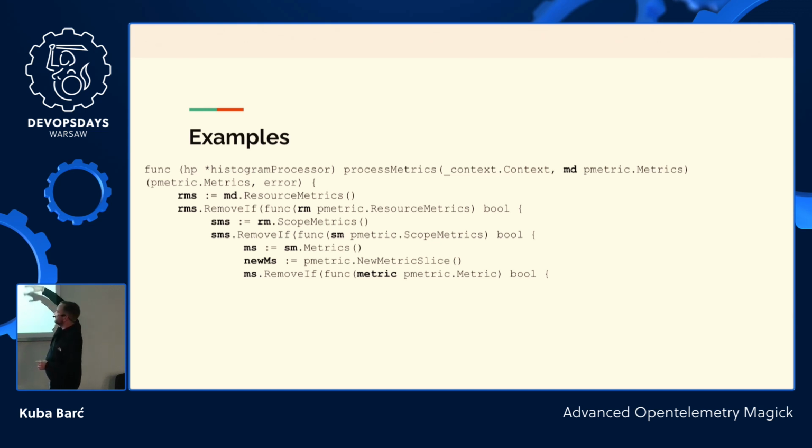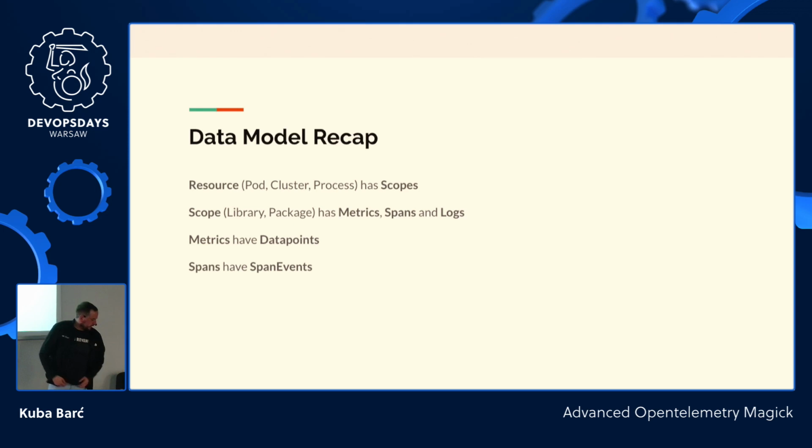It's not that clear, but the idea is that first you have resource, then you have scope, then you have metric, and then you go into individual data points, if you choose to write your own processor. Okay, so a very quick recap. We have a resource. It's like a pod or a cluster or a process. It has scopes. Scope is like a library or a package or whatever you choose it to be that will help you cut and slice a little bit more. Scope can have metric, spans, and logs. Metric have data points. Span have span events. You can only access them in a config in the upward direction.